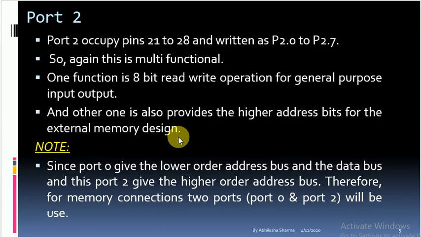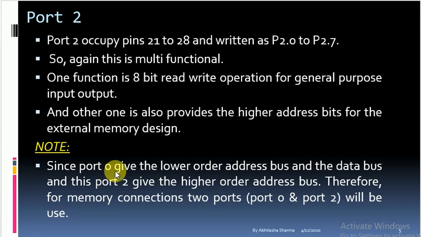So what is the difference? In the case of port 0, basically port 0 is used for the low order address bus and the data bus, but port 2 is used as the higher order address bus. Okay, so this is one function. And another function is that it also is used for read write operation for general purpose. That's why I have to write a note here.